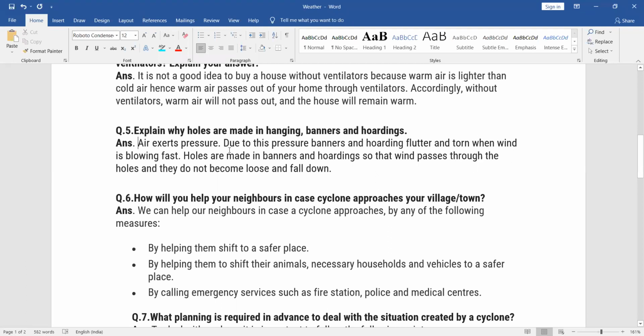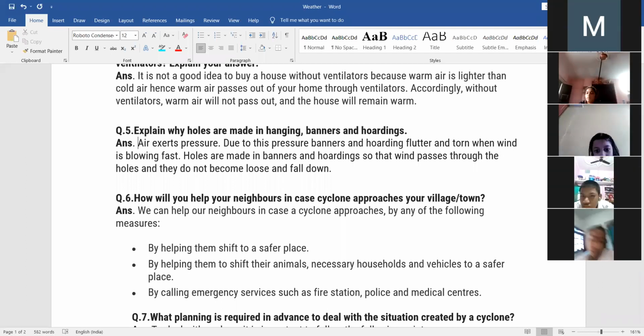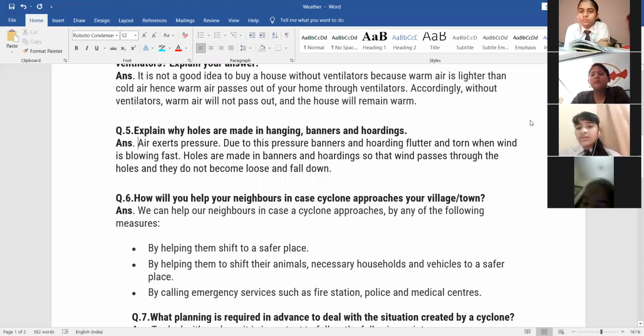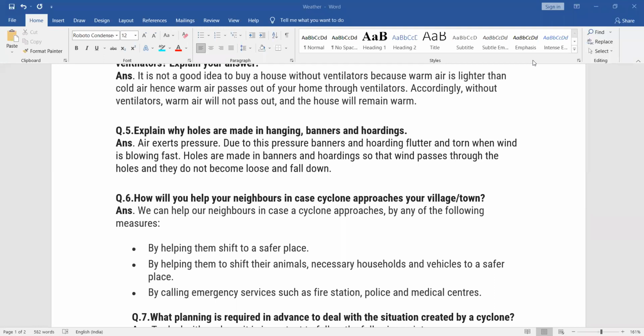So what we do is make holes there. We are making holes in the hoardings and the banners so that the wind can easily pass through them, and they do not become loose and fall down. If we do not make holes, what happens? Because of the air pressure, the pressure of the wind, they will tear. That is the reason we make holes in them.